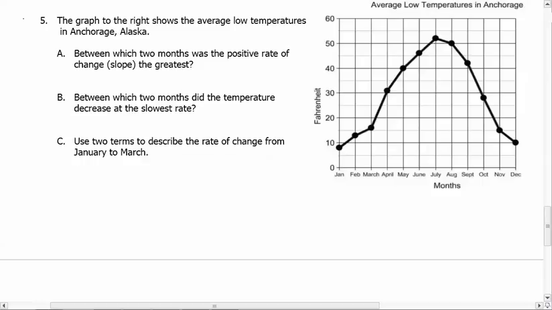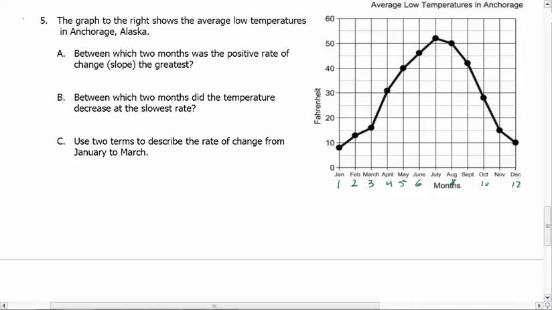All right, now let's look at our graph first. Let's understand what's happening. It shows the average low temperatures in Anchorage, Alaska. So x is increasing by months. Now, if it's too difficult for you to think of those as months, then write numbers. January is the first month, February is the second, third, fourth, and so on. Then you don't have to worry about it being months instead of numbers. You can think about it in terms of numbers.